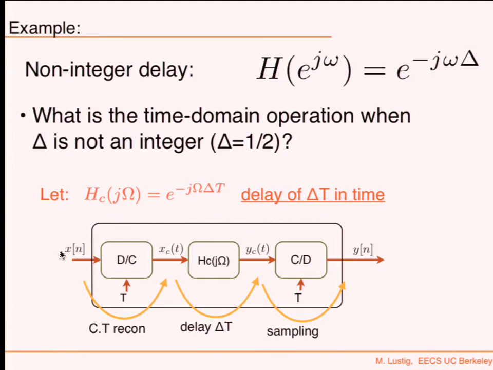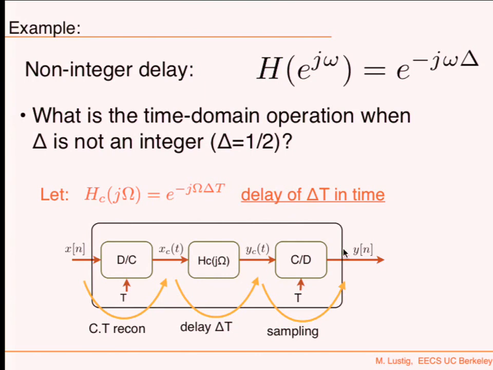So now we have x of n. We reconstruct it in continuous time, delay it by a certain delta t, and then sample it again. That makes sense. Right? Great.